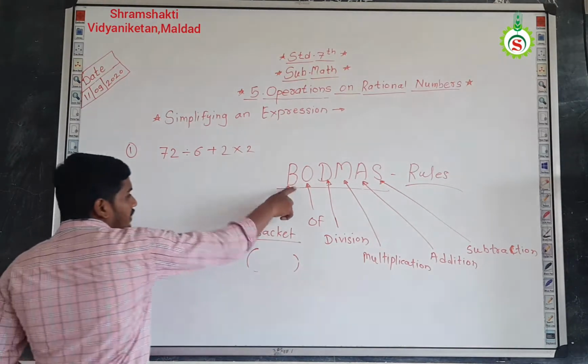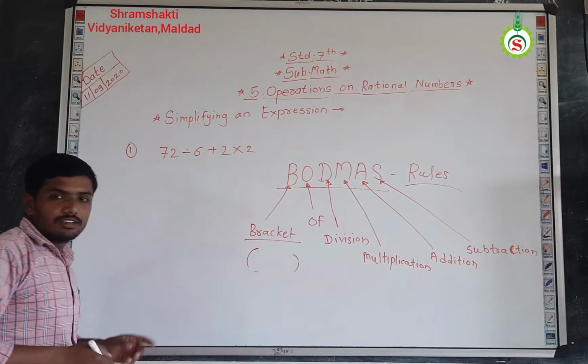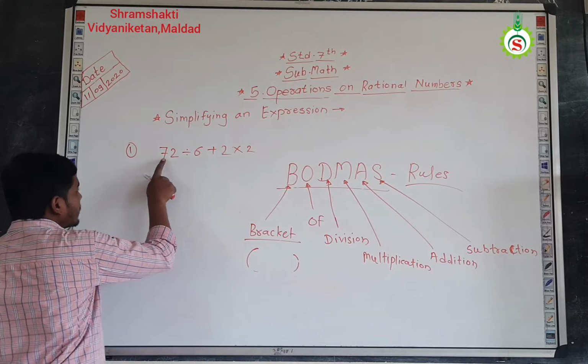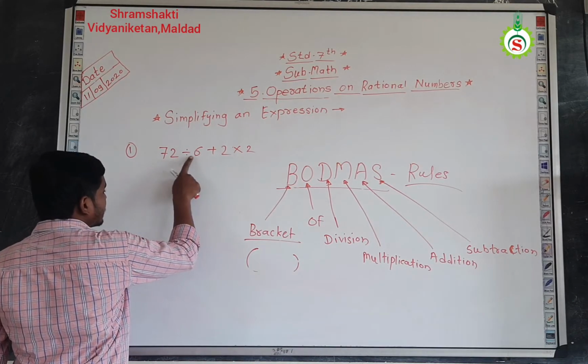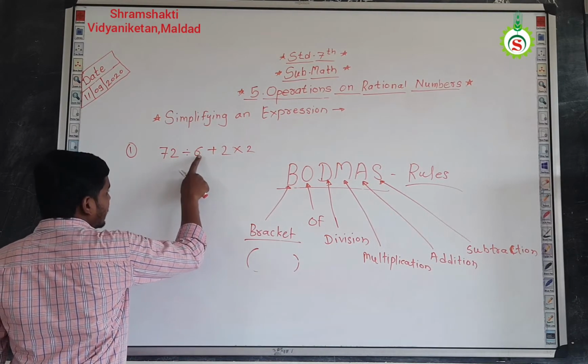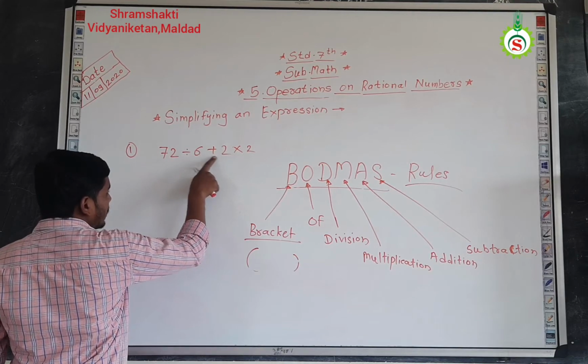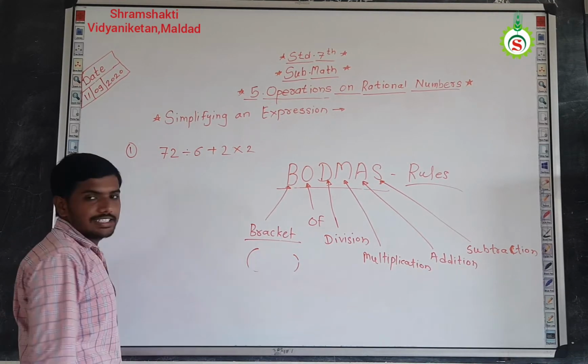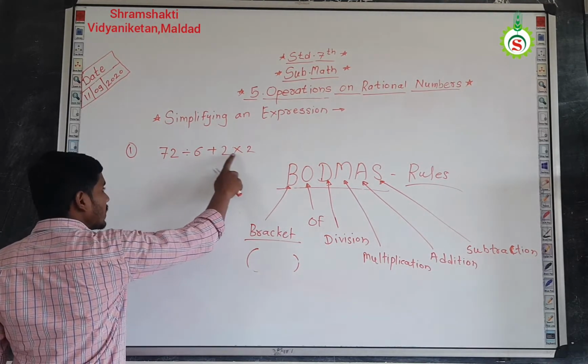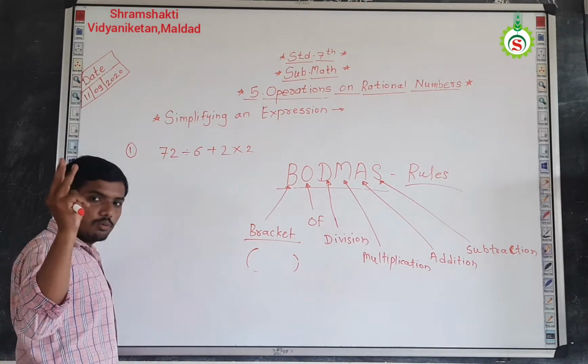So according to the BODMAS rule, first we will solve the first expression. Our expression is 72 divided by 6, so division is there. Then 6 plus 2, in between there is addition. So addition is also there, and multiplication is also. So how many operations are there?